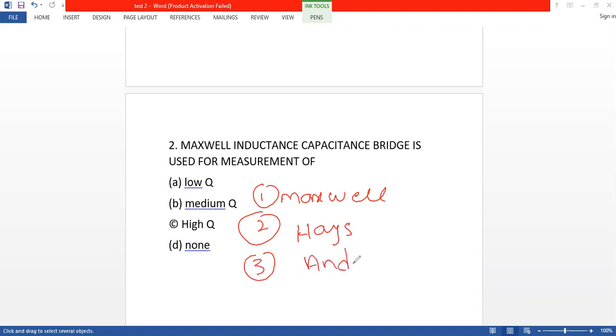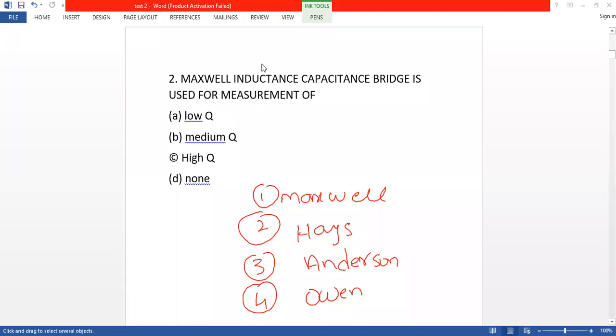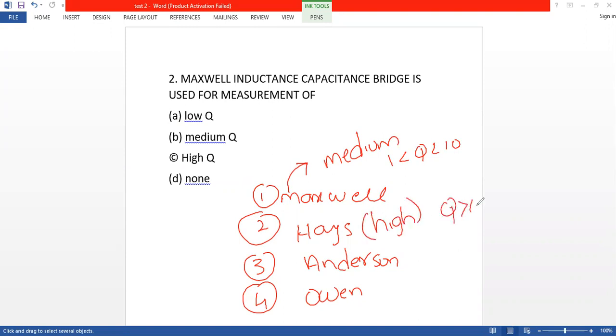Third is Anderson bridge. Fourth is your Owens bridge. These are important types of bridges used in our measurement. What few points must you note? Maxwell inductance bridge is for medium quality factor. Medium means 1 less than Q less than 10. Hayes bridge is used for high quality factor, Q greater than 10. Whereas Anderson bridge is used for the least, Q less than 1.